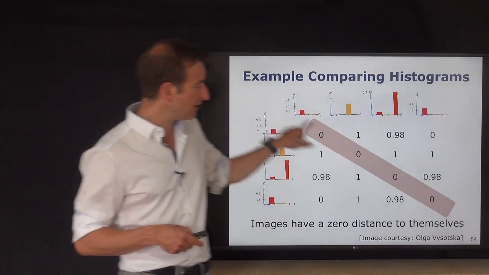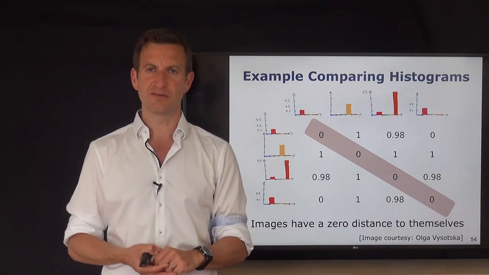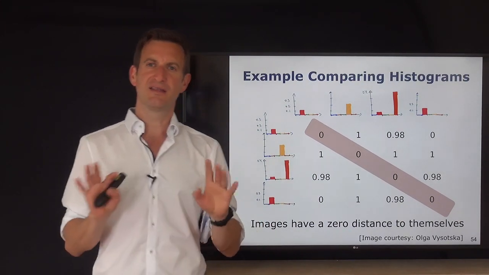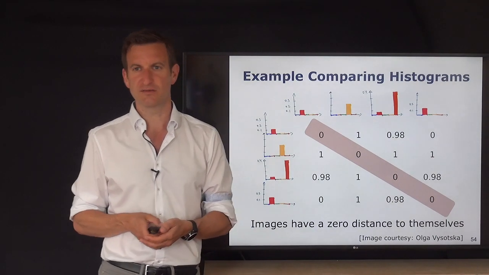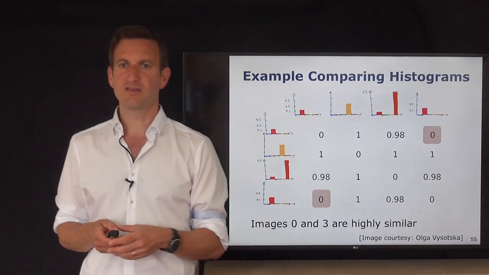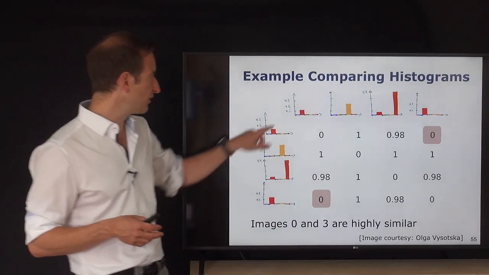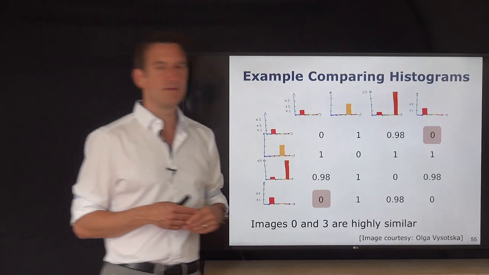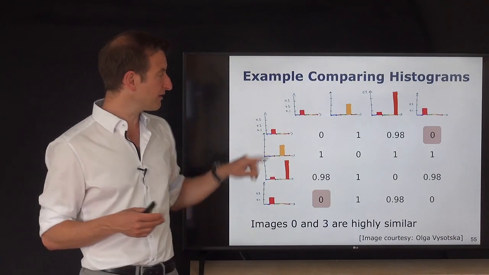So first, all the elements on the main diagonal are 0. This means an image compared to itself has a distance of 0. At least it's a sanity check that everything looks good, because if you compare an image to itself, we should get a distance of 0. But what we also see is that the images 0 and 3 are regarded as highly similar because they follow the same distribution of visual words. And as a result, they are similar.